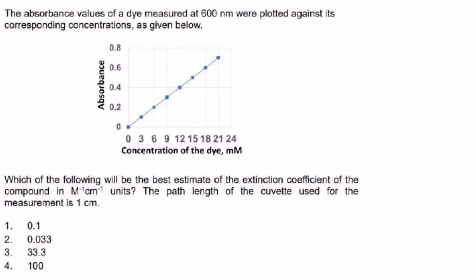Then next one. The absorbance value of dye measured at 600 nanometers was plotted against its corresponding concentration as given below. So this is the absorbance value against concentration. Which of the following will be the best estimate of the extinction coefficient of the compound? So you have to find out the value of the extinction coefficient in per mole per centimeter units. And the path length of the cuvette is measured as 1 centimeter.